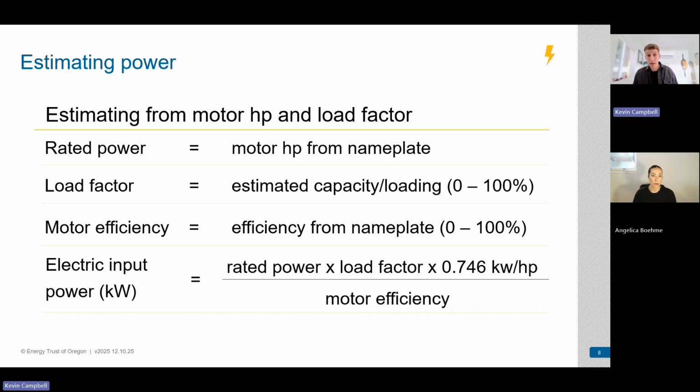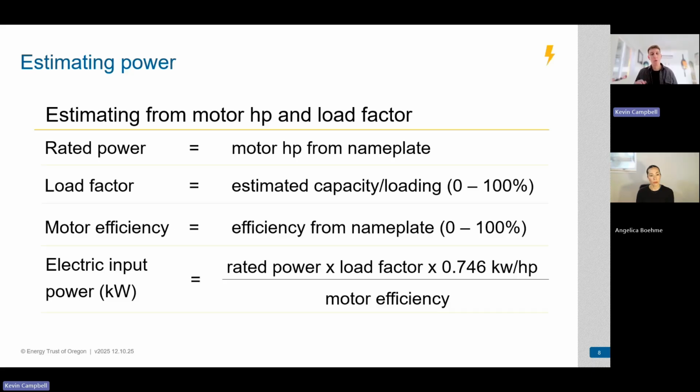Maybe that's a 10 horsepower motor, stamped right there on the nameplate. Great, we need that. That's our rated power. We also need to think about how hard that motor is working, and we call that our load factor. And the example I like to use here is a conveyor belt.